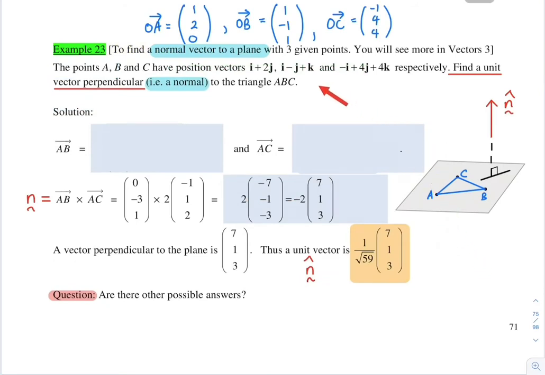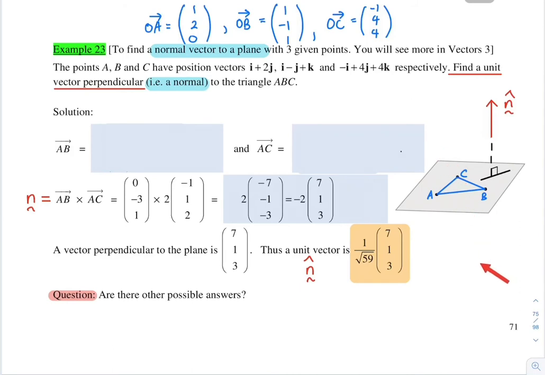Okay, in this example, we are given 3 points A, B and C with the position vectors in the ijk form, and we are supposed to find a unit vector perpendicular to the triangle ABC. Now if we were to look at this setup, we can see the triangle ABC. It is actually lying on a certain plane.